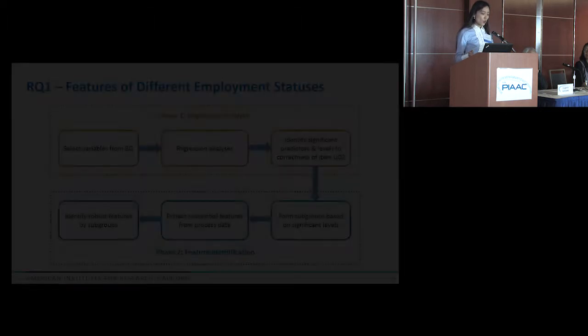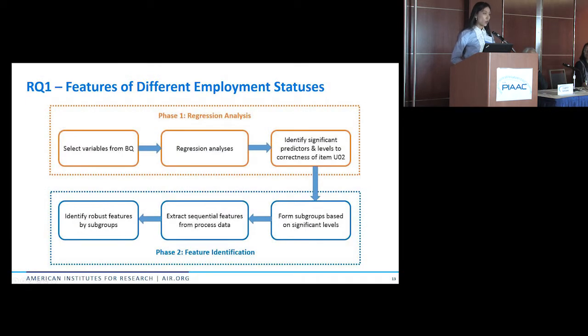So for research question 1, we explore the sequential features of different employment statuses. We first selected 26 variables from the background questionnaire, and then we use them as predictors in our regression analysis. The outcome variables include literacy, numeracy, PSTRE scores, as well as the correctness and response time of U02. By doing that, we're able to compare which variables are important for each of the outcome variables.